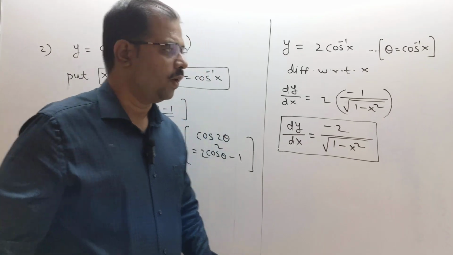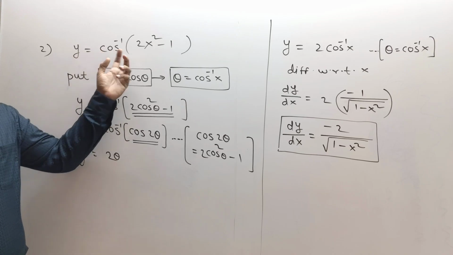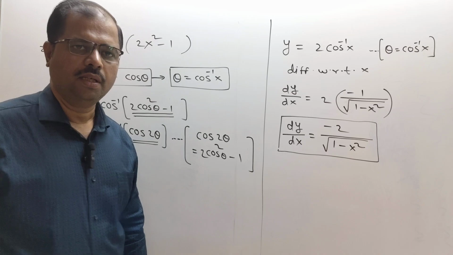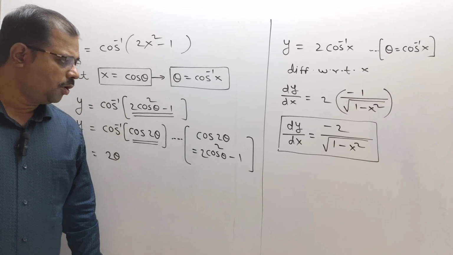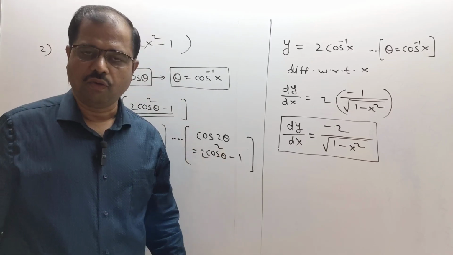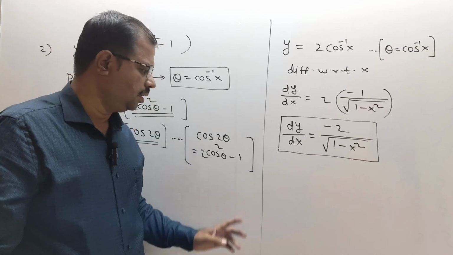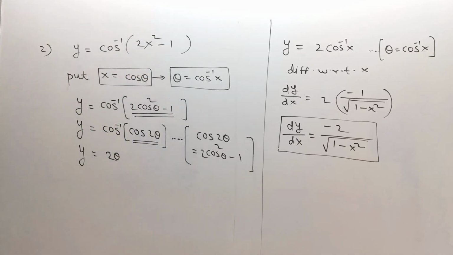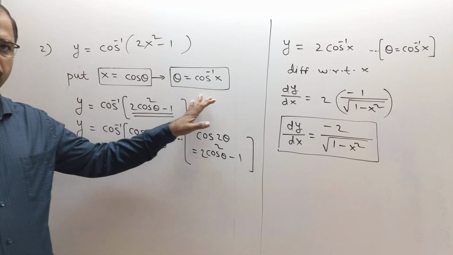Now second problem, y is equal to cos inverse of 2x square minus 1. Y is equal to cos inverse of some algebraic term. In such a case, usually we use a trigonometric substitution like sin theta, cos theta, tan theta, sec theta. In this problem, there is a term 2 and 1. We know that cos 2 theta has another formula. The first formula we saw in the first problem, that is 1 minus 2 sine square theta. Another formula is 2 cos square theta minus 1. Therefore, put x is equal to cos theta. It implies theta is equal to cos inverse of x.